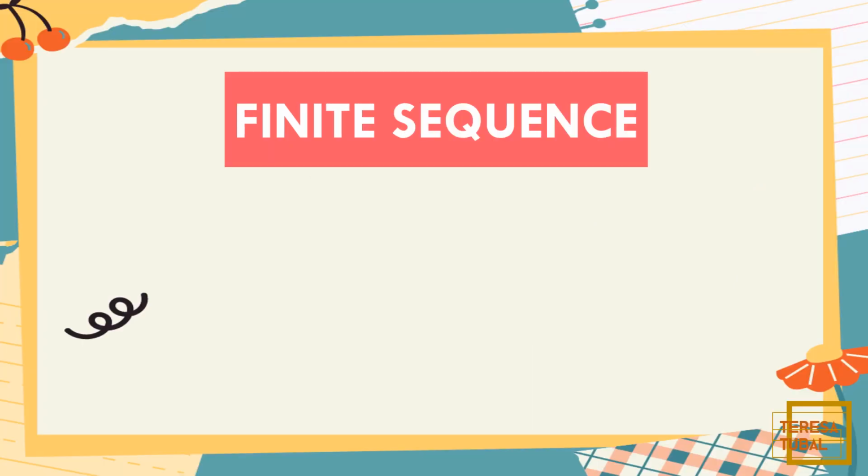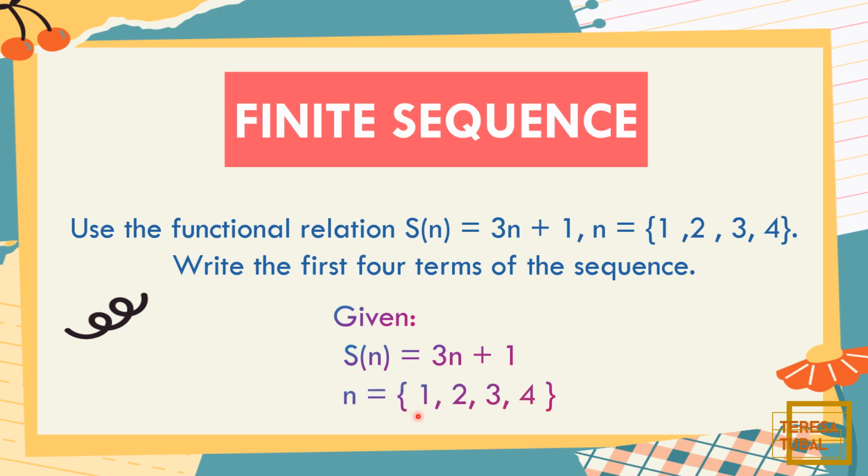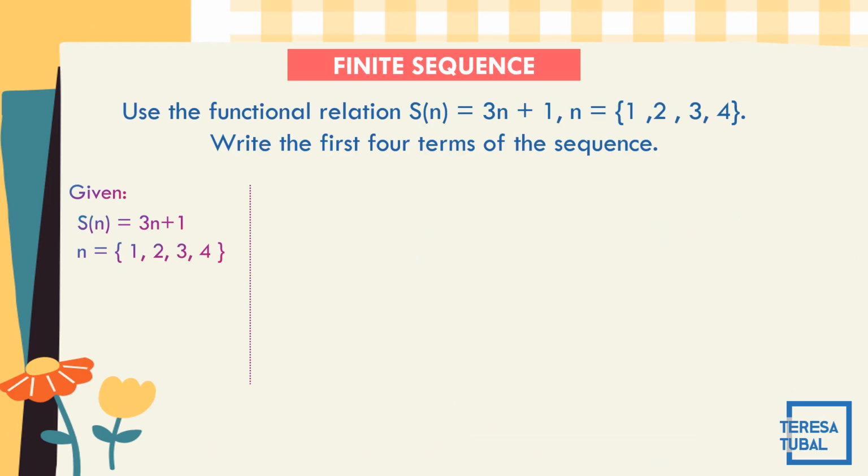Let us use the functional relation S of n is equal to 3n plus 1, n from 1, 2, 3 up to 4. Let us find the first four terms of this finite sequence. So the given is S of n is equal to 3n plus 1, and the values of n that we need to replace are from 1 up to 4. Let us replace the value of n by 1. So S of 1 is equal to 3 times 1 plus 1. 3 times 1 is 3, plus 1. The answer is 4.